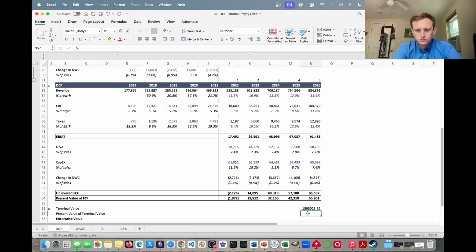Then we're going to drag down this equation to the other years. And now for the present value of the terminal value, we're going to do the same equation, but instead of doing it with the free cash flow, we're going to do it with the terminal value.